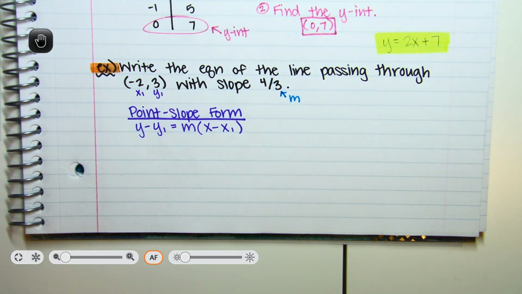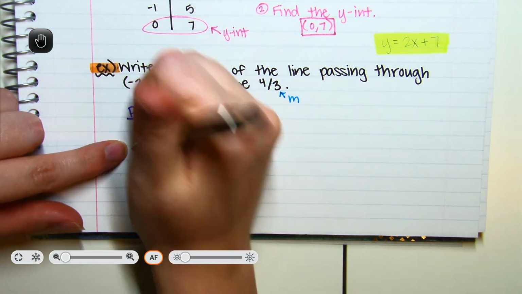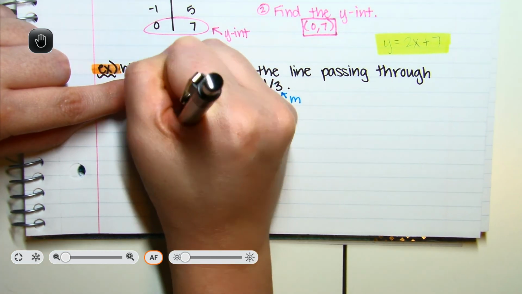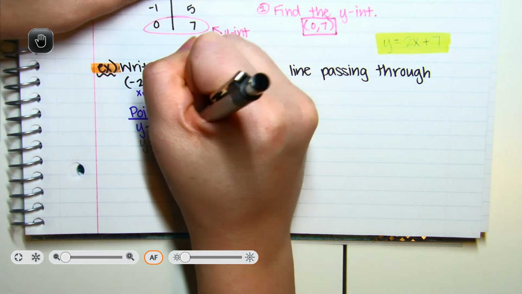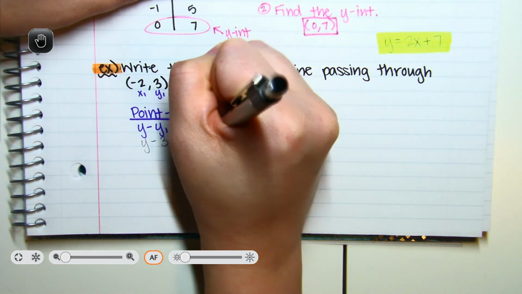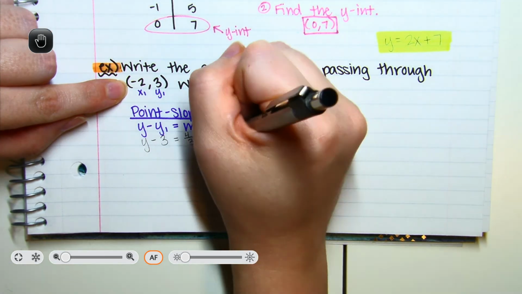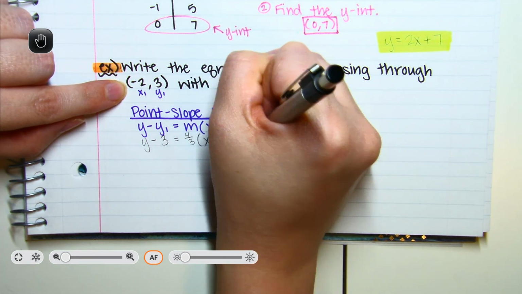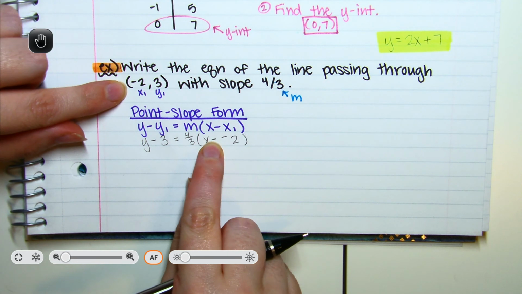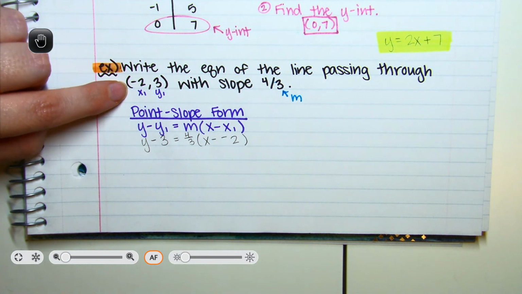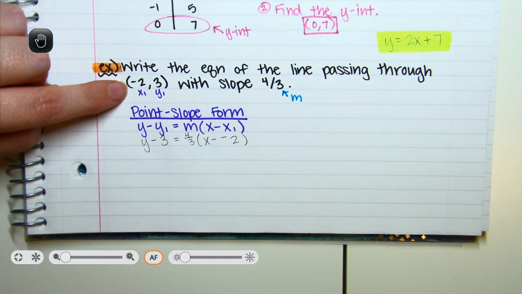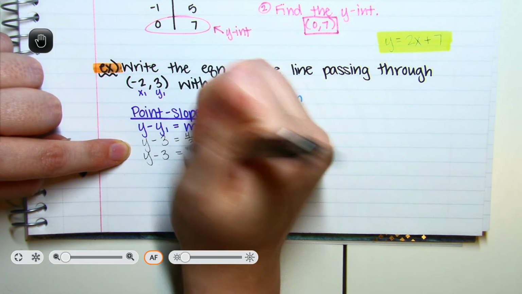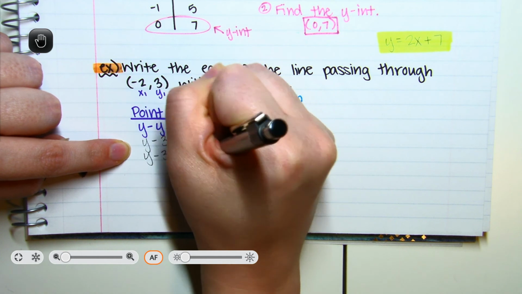So I'm going to go ahead and plug in this information. So y minus y sub 1, which is 3, equals m, which is 4/3, times x minus x sub 1, which is -2. So remember, minus -2. This minus is part of the equation. It has to stay there. All right, let's go ahead and simplify now. So y minus 3 equals 4/3 x plus 2.